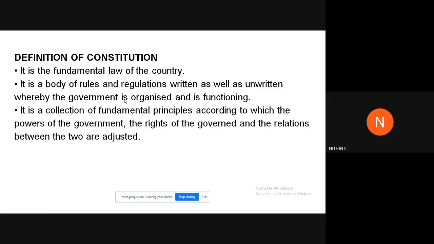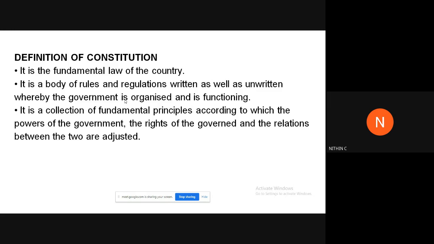So starting off with the definition of Constitution, it is the fundamental law of the country. It is a body of rules and regulations, written as well as unwritten, whereby the government is organized and is functioning. It is a collection of fundamental principles according to which the powers of the government, the rights of the governed, and the relationship between the two are adjusted. You can see plenty of definitions for the term Constitution. You might find some other definitions in your notes and in your PPT.